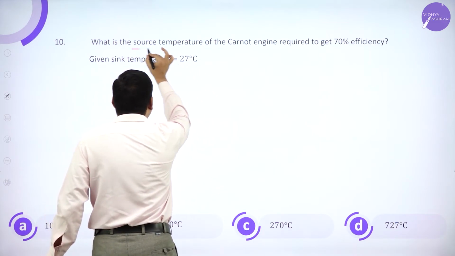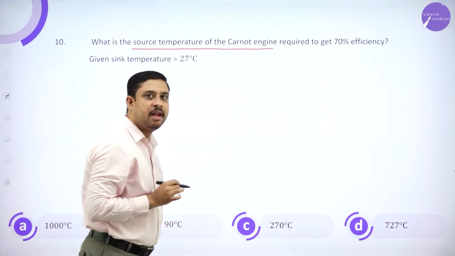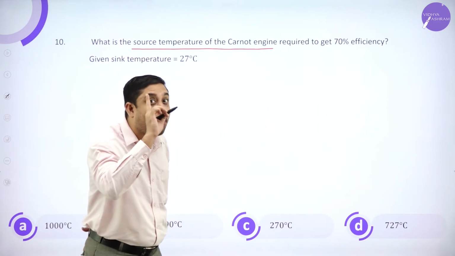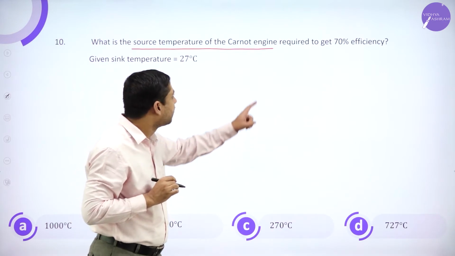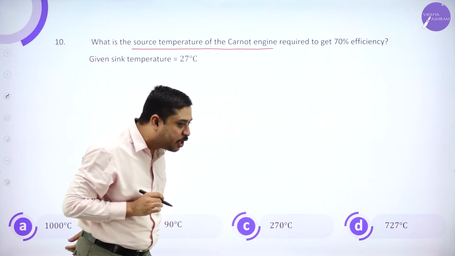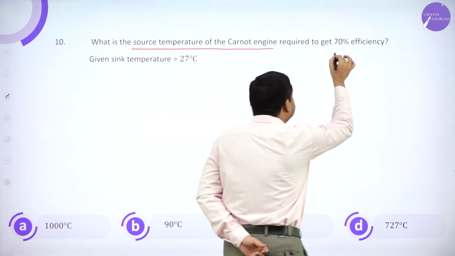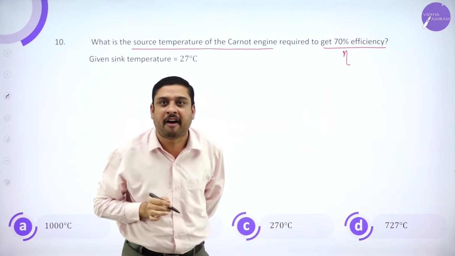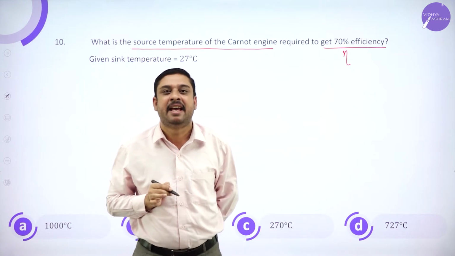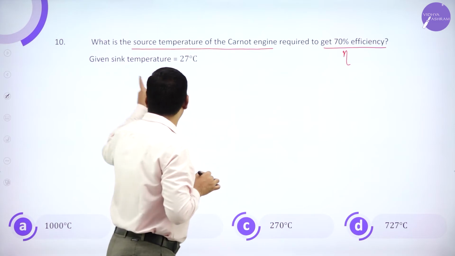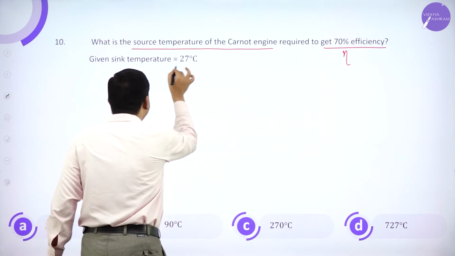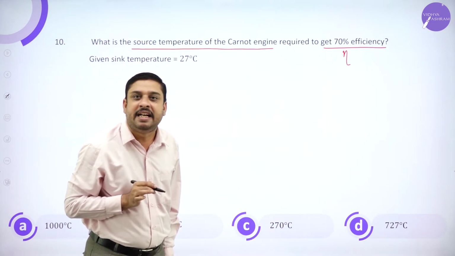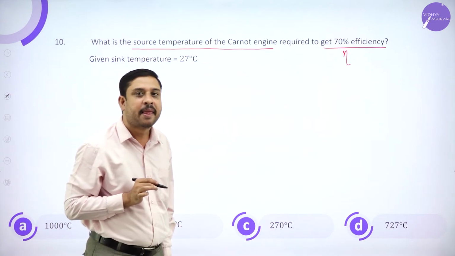What is the source temperature of Carnot's engine required to get 70% efficiency? Efficiency eta is 70%. Given sink temperature is 27 degrees Celsius.